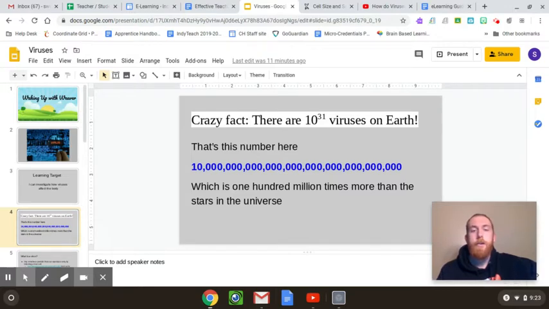So a crazy fact to get us started out today, there are 10 to the 31 viruses on Earth. And I wrote that number out here for you guys so you can see just how big that number is. And that's 100 million times more than the number of stars in our universe. So that brings us to our first code word of today, stars.